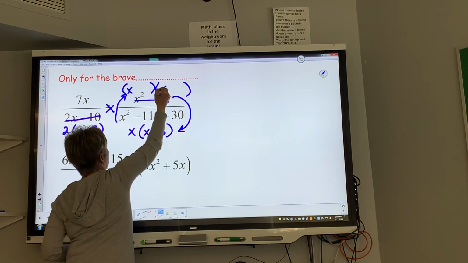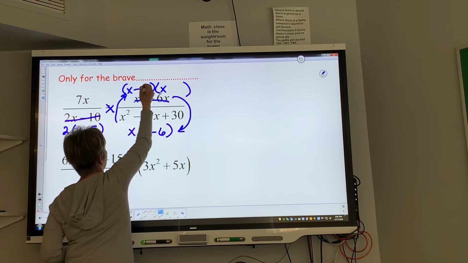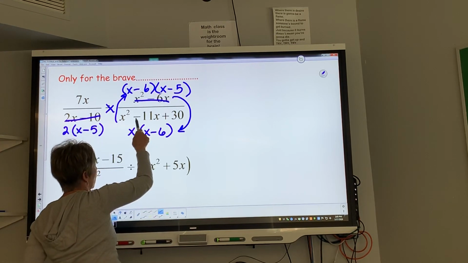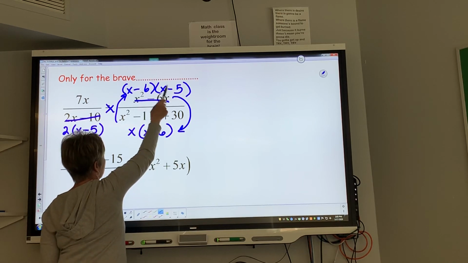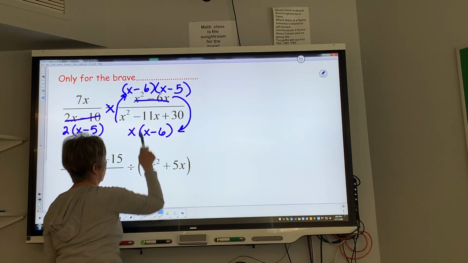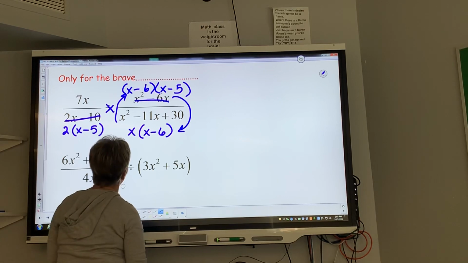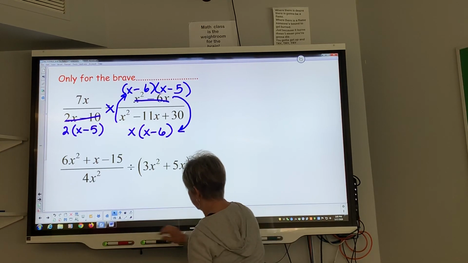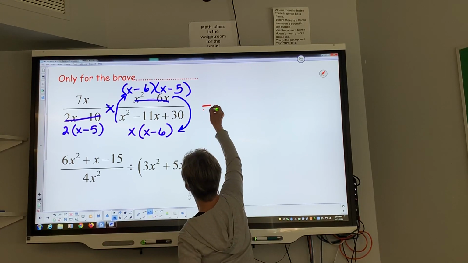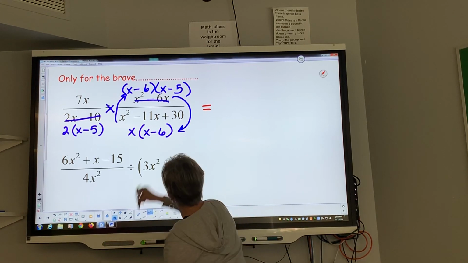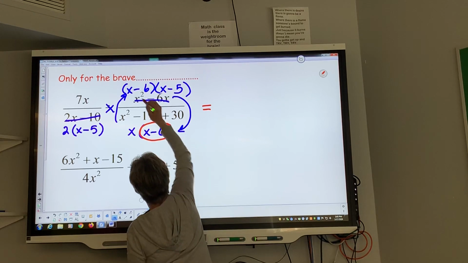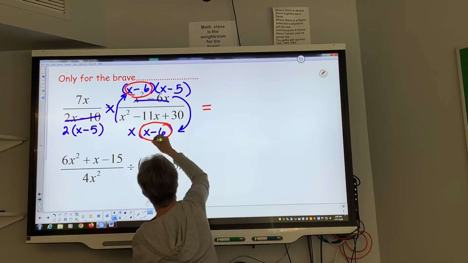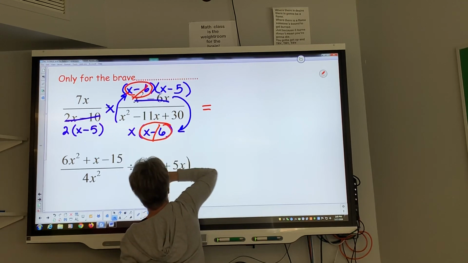X and X, what factors of 30 can give me 11? 6 and 5. Now notice, why are they both negative? Because I need to get a positive 30 when I multiply and a negative 11 when I add them. All right, so now what do you see that we can simplify before we multiply? I think I can do this and this, so that's good. Those can become 1.